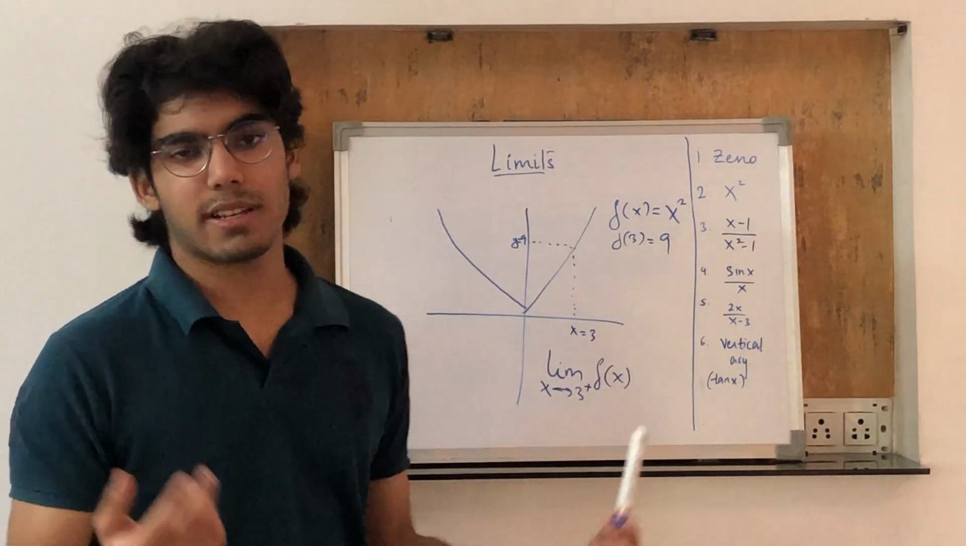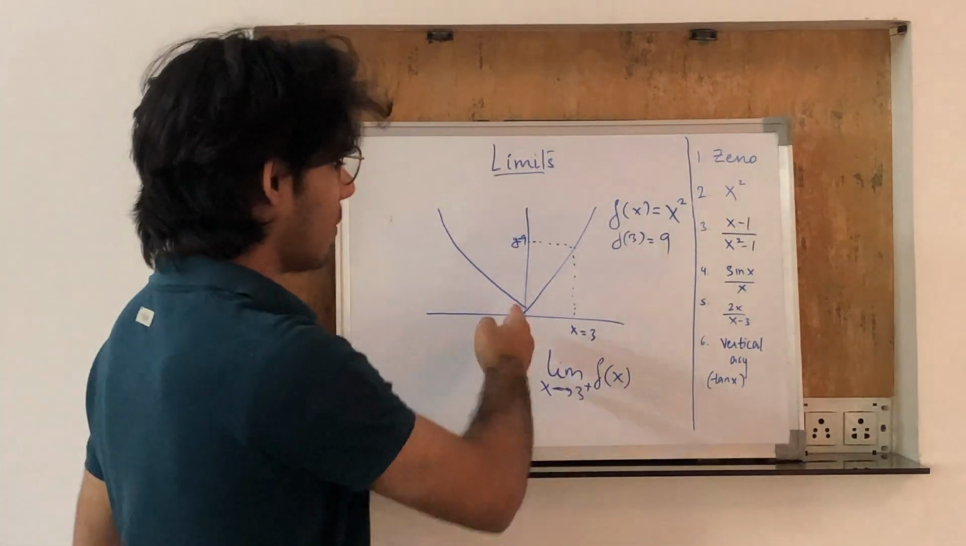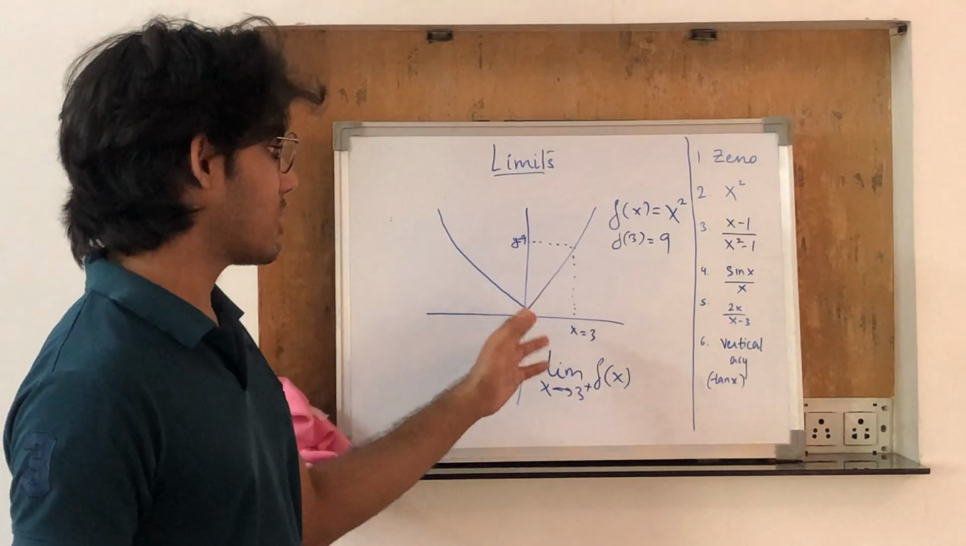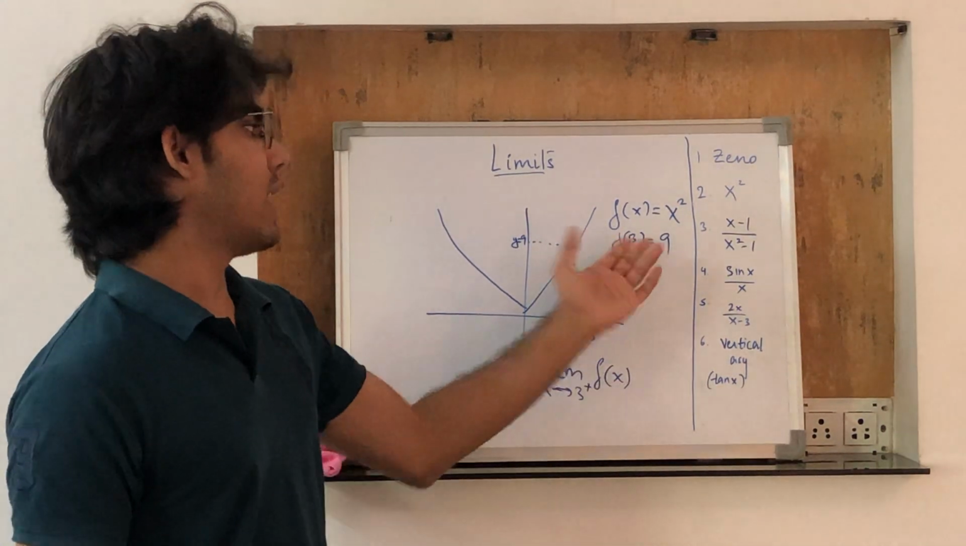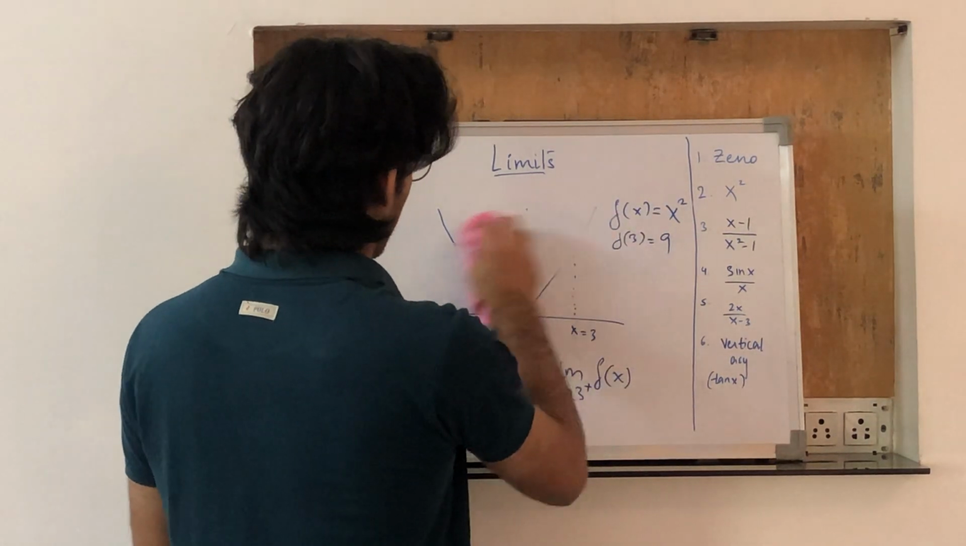So then you might say, what's even the point of limits? We were studying limits, sure, seeing what happens to the function when x is approaching 3, but why don't I just plug in the value 3 and see for myself? Okay, let's look at another example now.